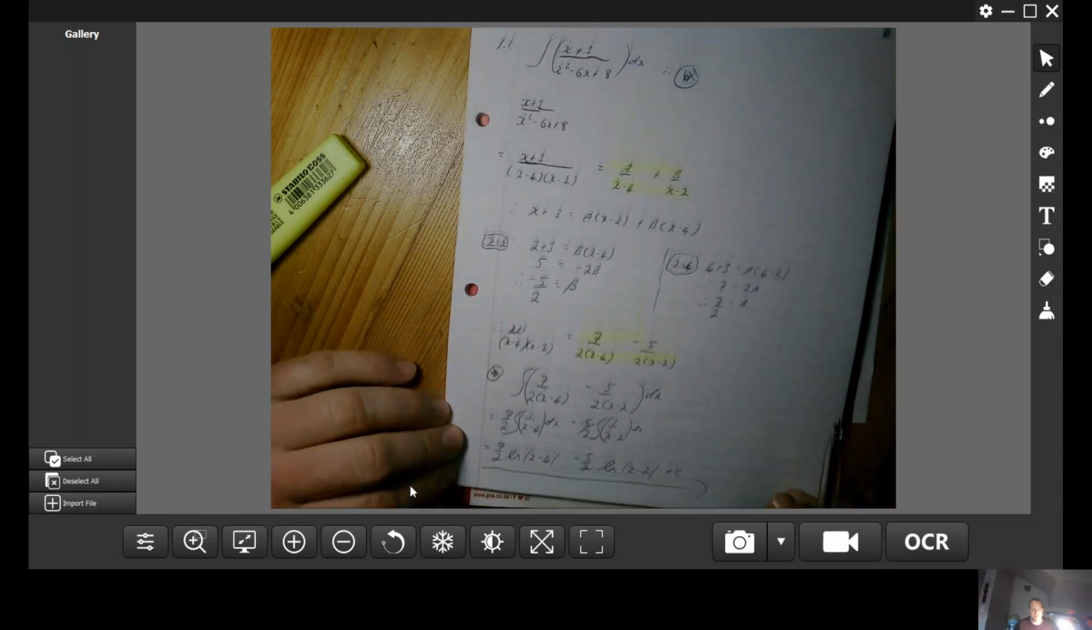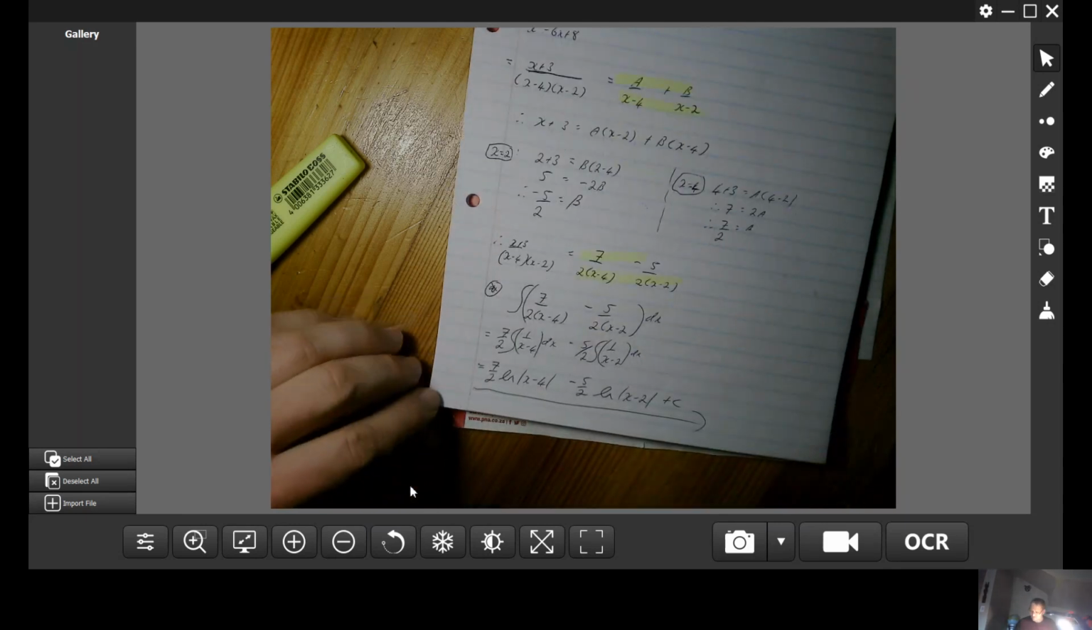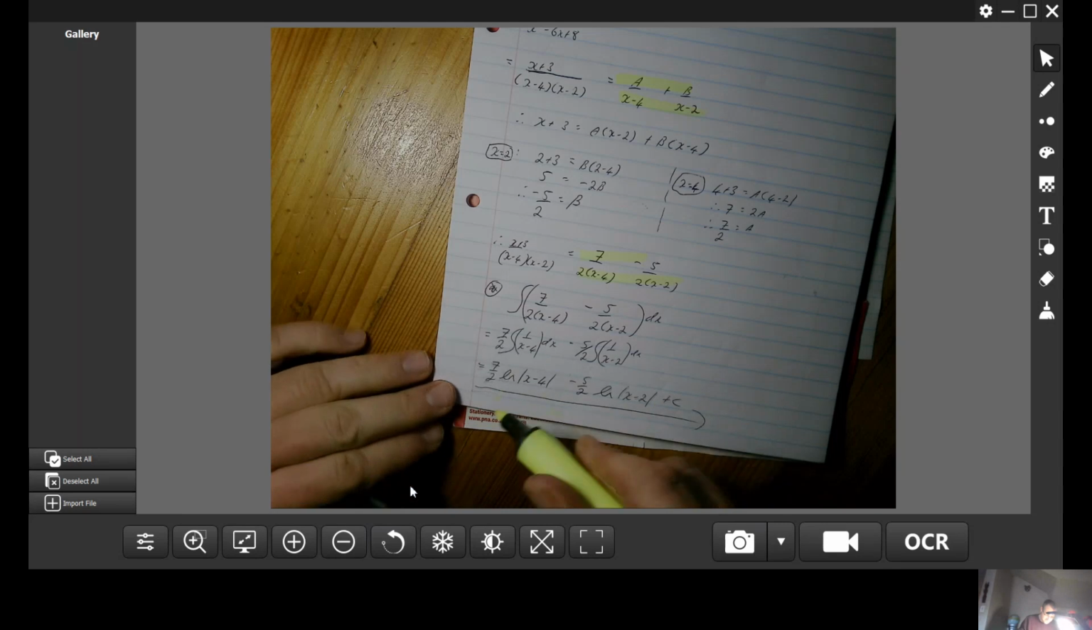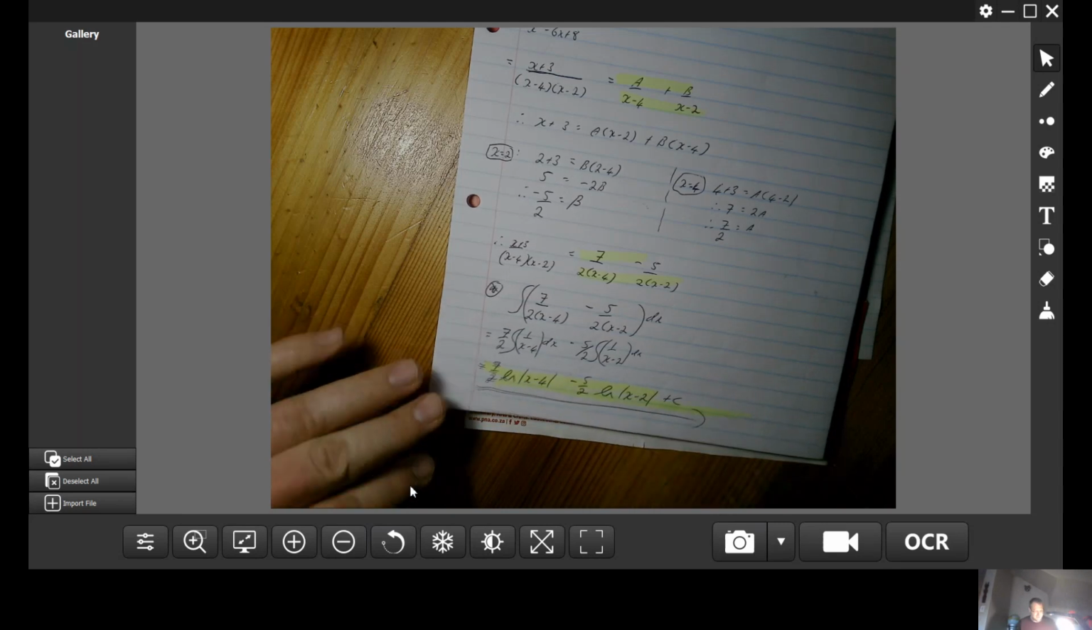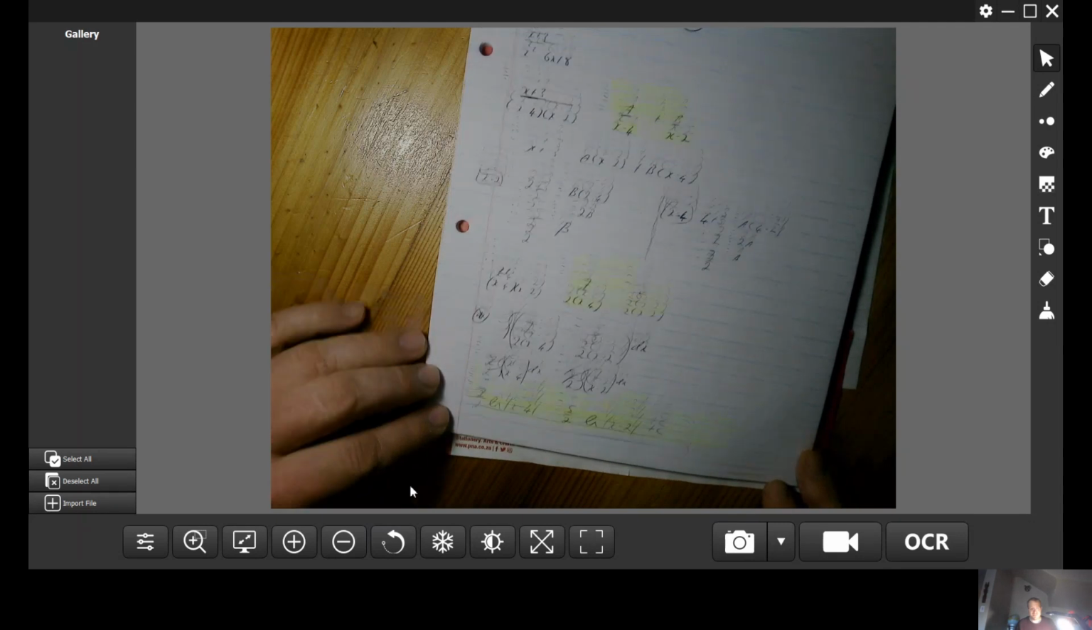So as I said to you, normally they'll say to you, use partial fractions to decompose and then hence integrate, or something like that. Okay, so there is the final answer: 7 over 2 ln(x minus 4) minus 5 over 2 ln(x minus 2) plus c.